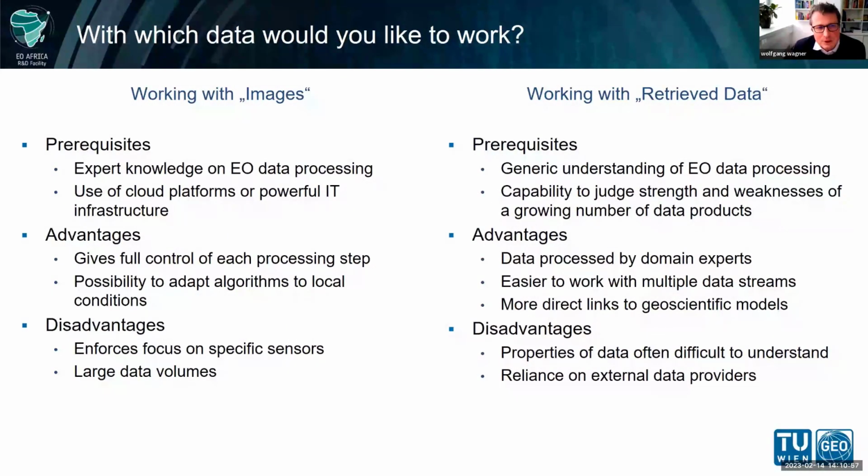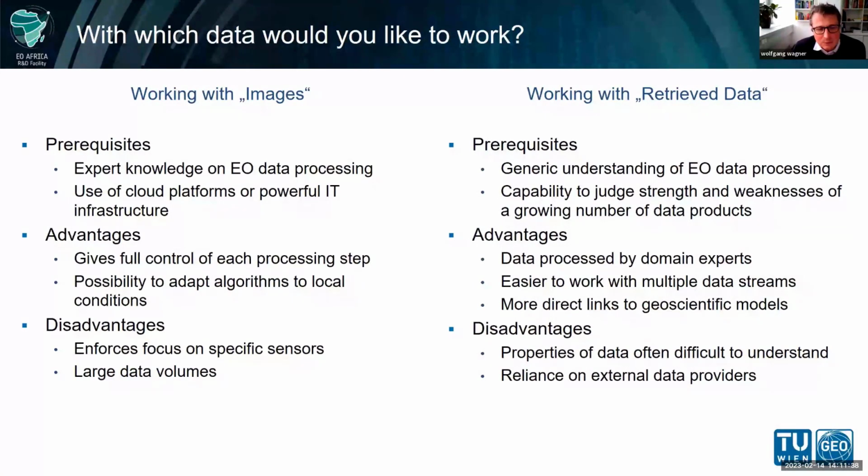As you're also typically dealing with a large amount of data, you would either have a powerful IT infrastructure, or you would use cloud platforms, as for example, the ones provided by Europe, or for example, by Google or by Amazon. The advantages when you work with images is that you have full control of each processing step. So you have complete insight in how you transform the data from the original image to the final product. And of course, if you have this approach, you can adapt your algorithms to the local conditions, which typically improves the results.